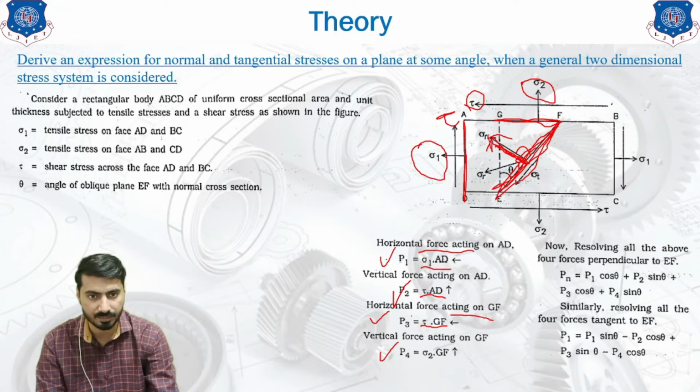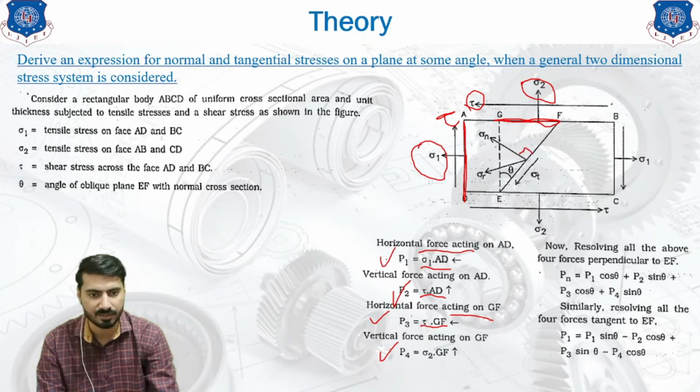That is sigma n. And the second direction is parallel to the plane, so this will give us a tangential direction. So the first one is the normal direction and the second one is the tangential direction. Let me remove unnecessary annotations because there is too much. Okay. So basically we intend to resolve our forces in two directions: first perpendicular to the plane and the second parallel to the EF plane.